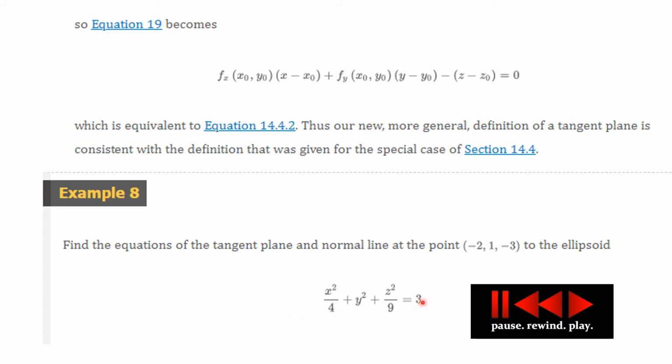And you see we've got that equal to 3, so we're going to move that over to the other side to look at that. You know what to do. Let's see how you did.